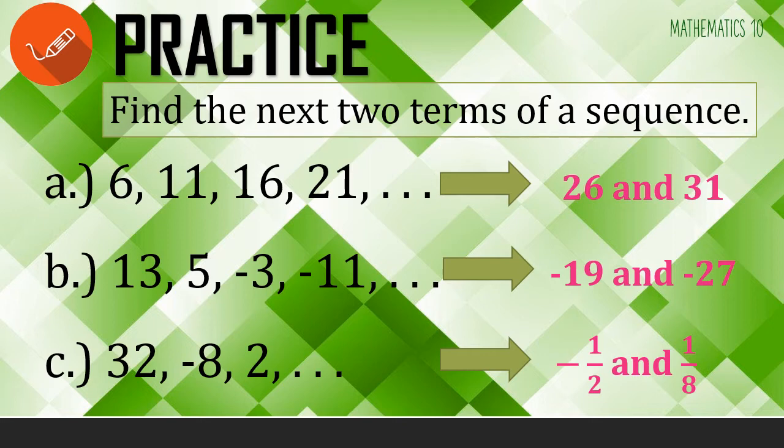So 32 divided by negative 4, so we'll have negative 8. Negative 8 divided by negative 4 will have 2. And then 2 divided by negative 4 will have negative 1/2. And negative 1/2 divided by negative 4 is 1/8. By the way, you can also use multiplication here. So you may have 32 times negative 1/4, then negative 8 times negative 1/4, and then 2 times negative 1/4, and so on.